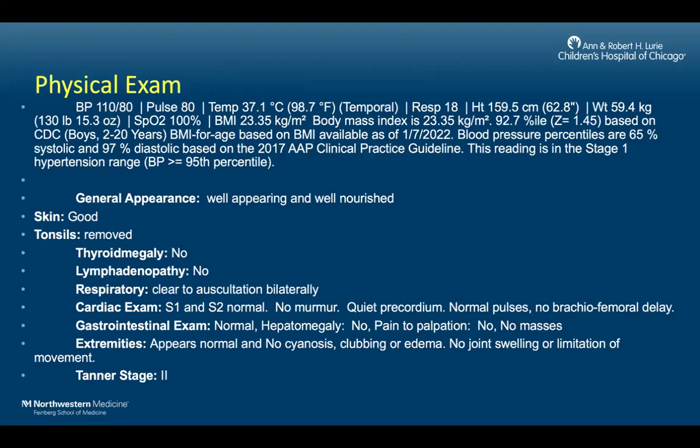Physical exam. His BMI is a little bit elevated. It's in the overweight range. Other than that, he's a Tanner stage 2, and the rest of the exam is really normal. Next slide.